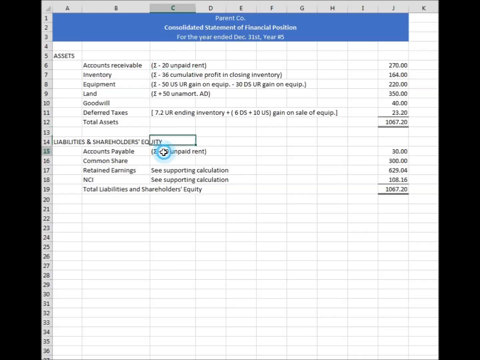So we're taking that out, and you'll see that over here as well, because the parent hasn't yet paid it, and it is an intercompany transaction. Over here, we're just summing the two together, and we're subtracting $36 of cumulative profit in closing inventory. And of course, that's unrealized profit, and it's before tax.